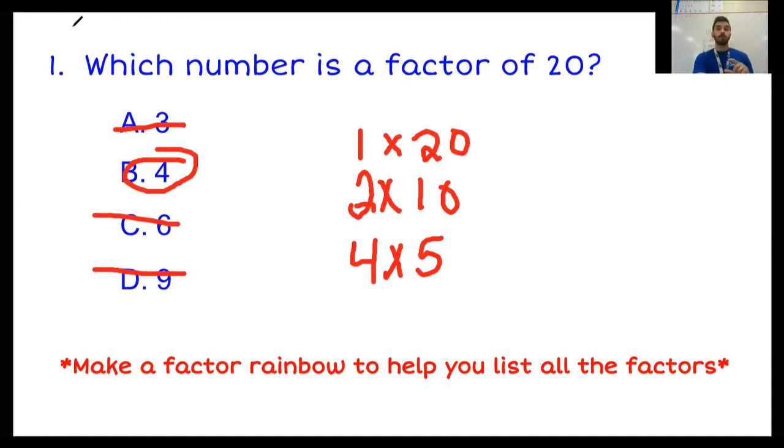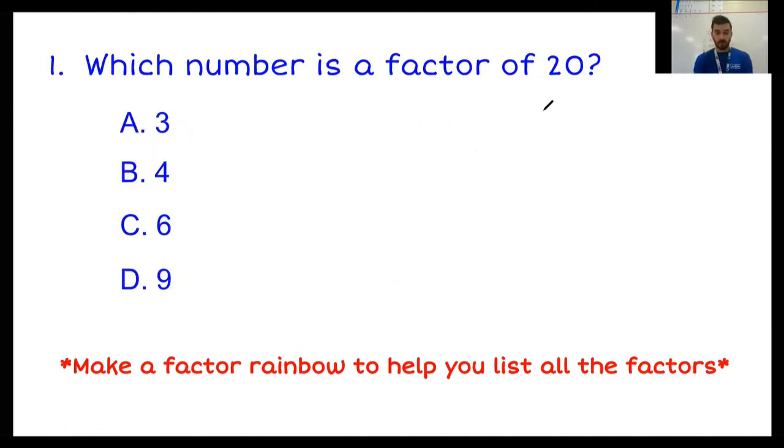Some people might do it the complete opposite. They might look at 20 and say, well, I'll just try 20 divided by 3. Doesn't work. 20 divided by 4, that works. 20 divided by 6, doesn't work. So you can either immediately look at the answer choices and start doing some work, or ignore them, do the work, and then go to your answer choices and either eliminate or choose your answer.